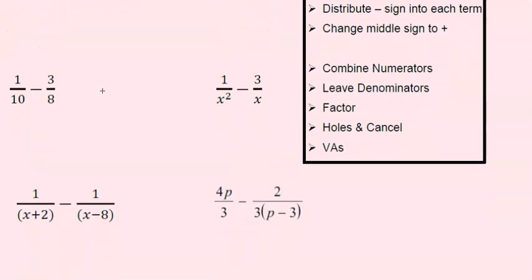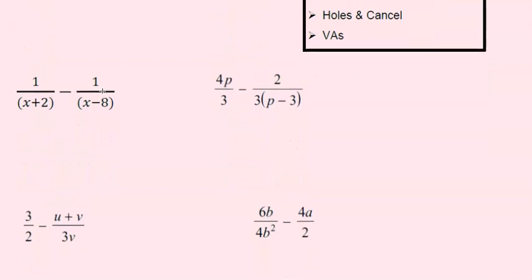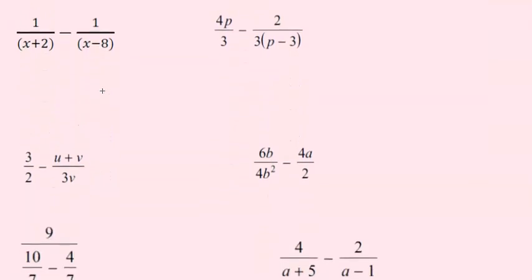Let's look at some of these. Let's look at this one. We have 4p over 3 minus 2 over 3 times p minus 3. So we want to set this up using the least common multiple. It looks like we have p minus 3 here and 3 and just 3 right here. So we're going to multiply by p minus 3 over p minus 3 for the first fraction, and then 1 for the second fraction.